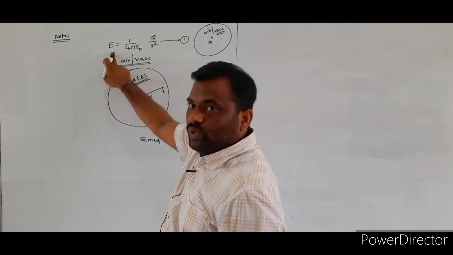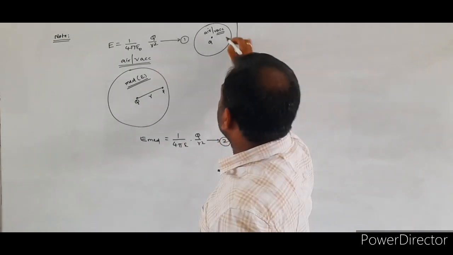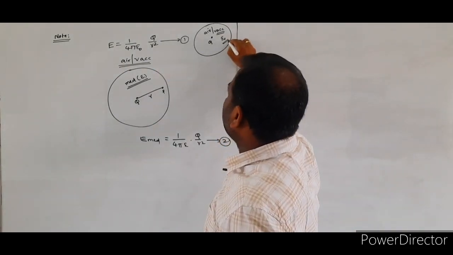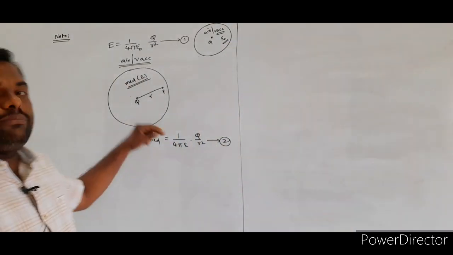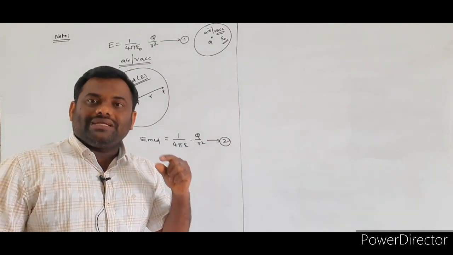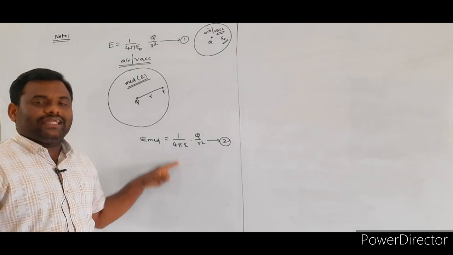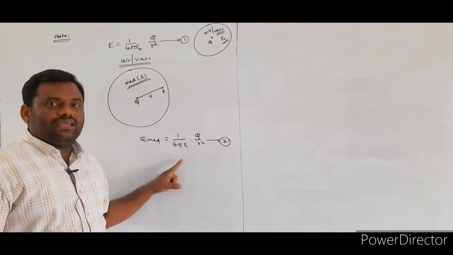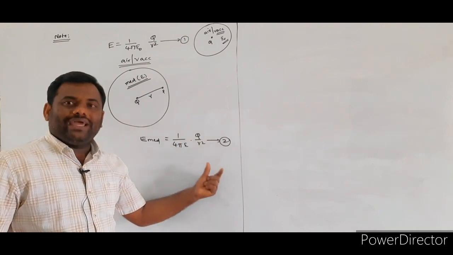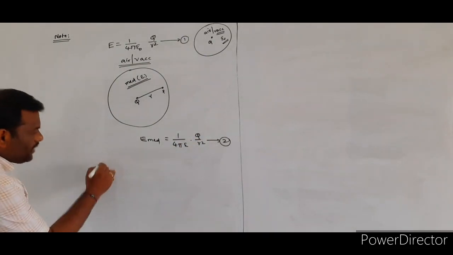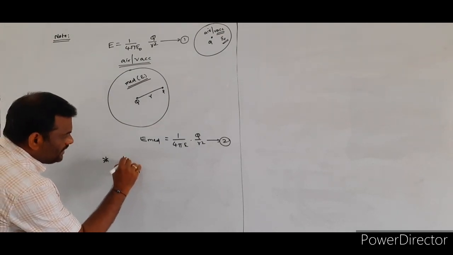At that instant, you wrote that E is equal to 1 by 4 pi epsilon naught into q by r square. Here, the permittivity of the medium is equal to epsilon naught. But here, we consider one particular medium whose permittivity is equal to epsilon. At a given point, the field intensity will be given by E is equal to 1 by 4 pi epsilon into q by r square. So here we are going to define one physical quantity.